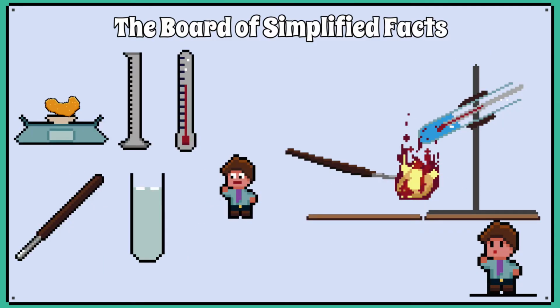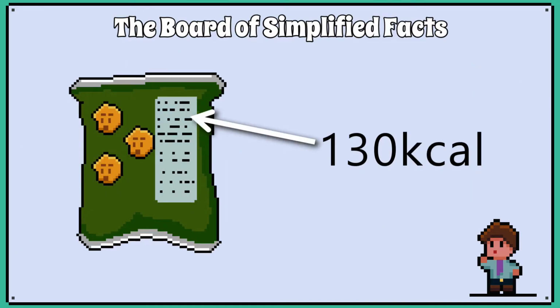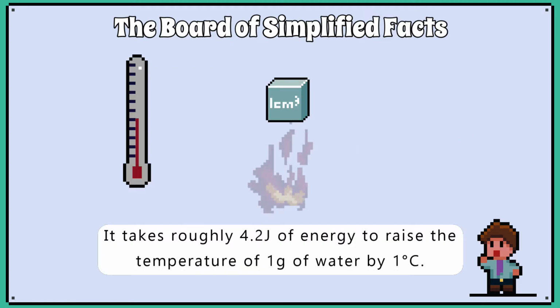This video won't go through the method, but will instead go through the science behind the investigation and common questions they can ask on this investigation. Calories on food labels essentially describe how much energy is in that food. It takes roughly 4.2 joules of energy to raise the temperature of 1 gram of water by 1 degree Celsius, which is what scientists call the specific heat capacity of water.